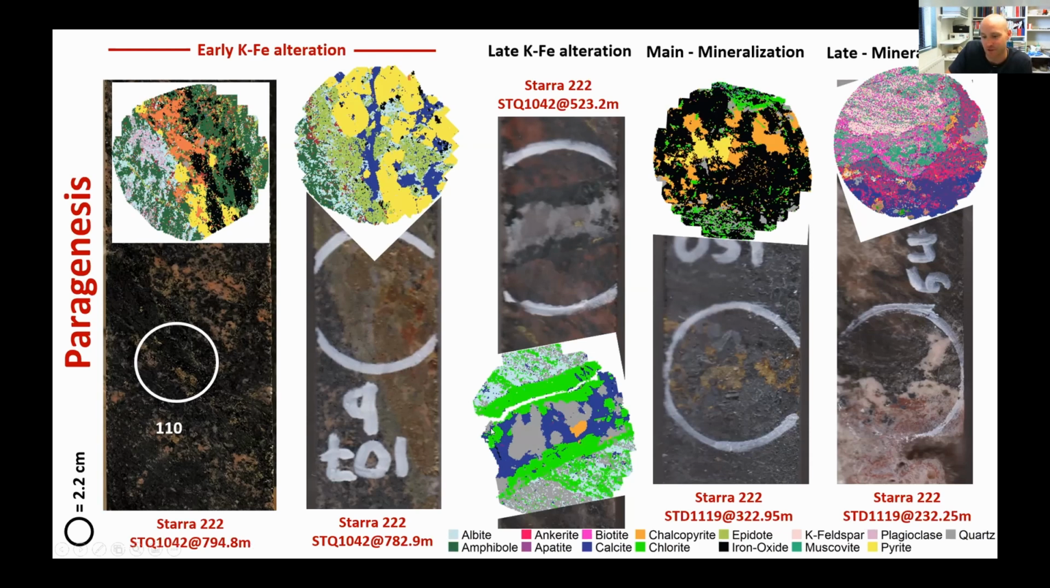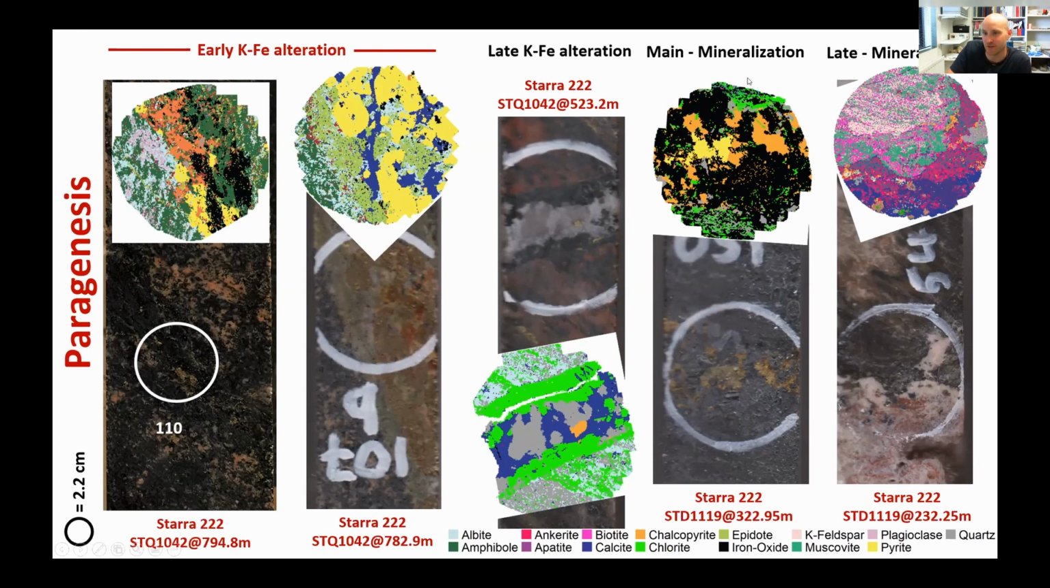If you go further up hole into the later stages of the potassic iron alteration, you can see that there's quartz, calcite, and chalcopyrite veins following earlier chlorite veins. There's, in the alteration halo around the veins, quite a bit of silicification going on. And it's again overprinting the earlier albite alteration, which you can see in the rock photo with this reddish color.